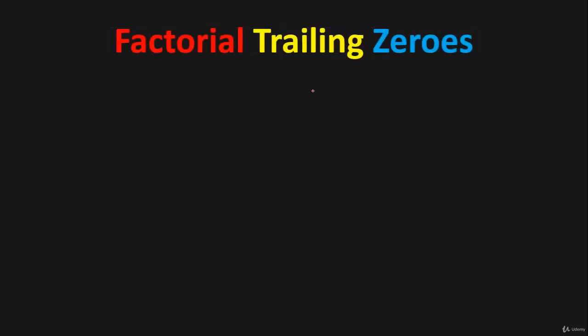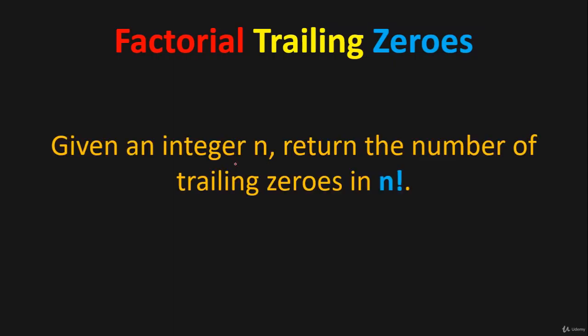Welcome to the coding interview problem, Factorial Trailing Zeroes. You are given an integer n. Return the number of trailing zeros in n factorial. The constraint to this problem is that you have to solve it in logarithmic time complexity. How can we solve this problem?